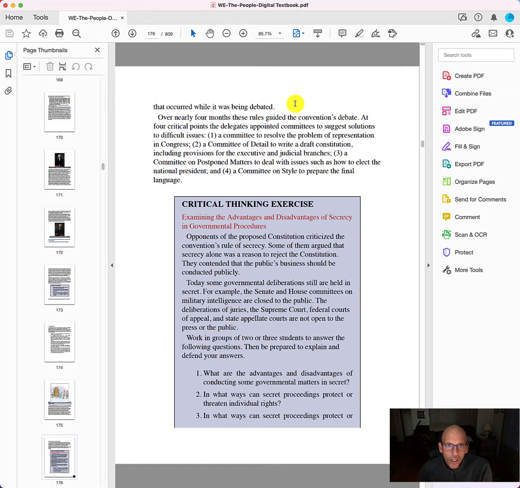Over nearly 4 months, these rules guided the convention's debate. At 4 critical points, delegates appointed committees to suggest solutions to difficult issues. One, a committee to resolve the problem of representation in Congress; two, a committee of detail to write a draft constitution including provisions for the executive and judicial branches; three, a committee on postponed matters to deal with issues such as how to elect the national president; and four, a committee on style to prepare the final language.